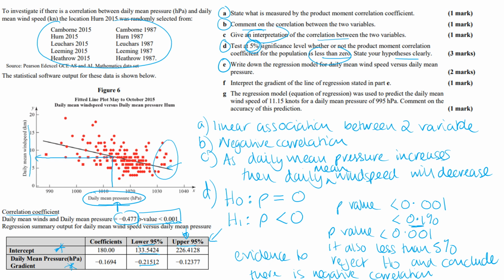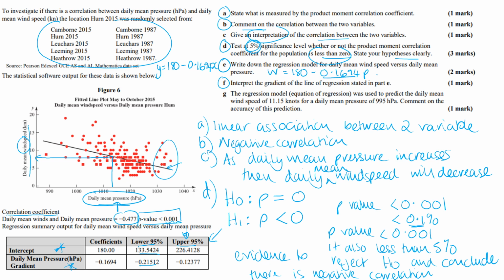So in terms of y equals mx plus c, y is equal to, now when you're doing the regression line, you have the y-axis intercept first. It's 180 minus the gradient, which is minus 0.1694 x. But in terms of what's on the axes, the wind speed is on the y-axis, so we can say W is equal to 180 minus 0.1694 P, the pressure.